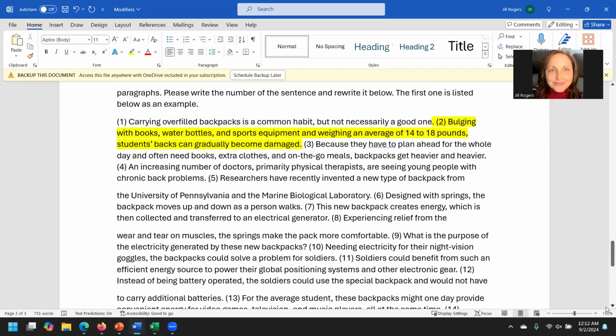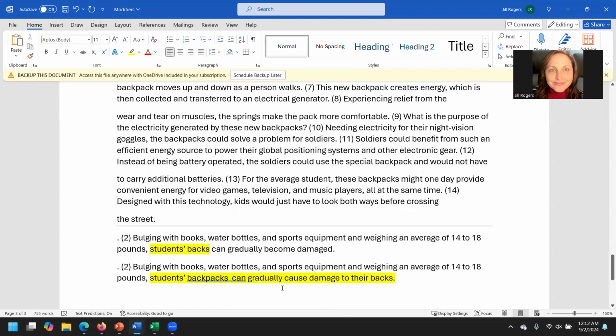So here we see, it isn't the only answer, but it's an example. Bulging with books, water bottles, and sports equipment and weighing an average of 14 to 18 pounds, students' backpacks can gradually cause damage to their backs, okay? And that's one way to do it, and you can also rewrite it in a bigger way, or a different way. But the whole idea is that this first phrase, this whole phrase is modifying backpacks, not backs.